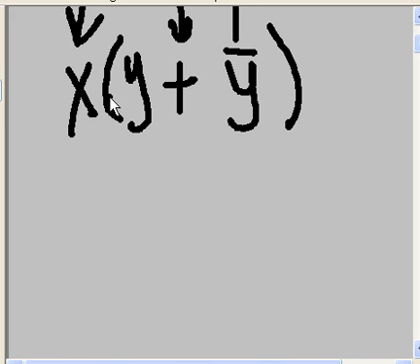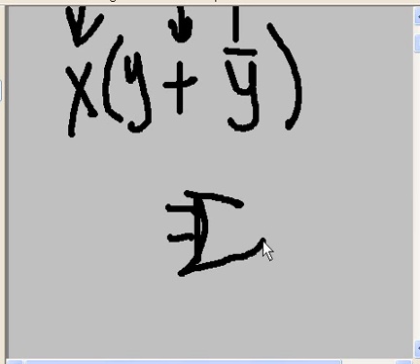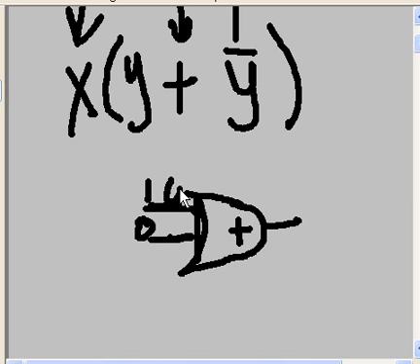Now, what do I do with this? I have x, and then I have a y or a y naught. Well, what does that mean? Here's an OR gate. And you have y and y naught. So if y is 1, y naught will be 0. If y is 0, y naught will be a 1.